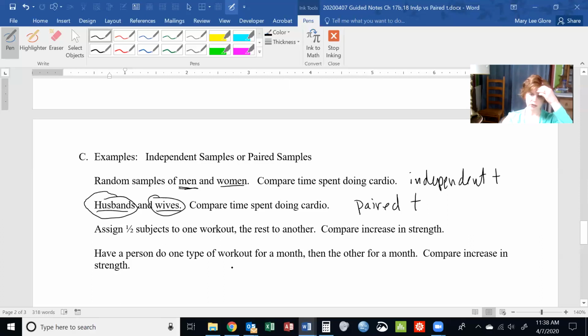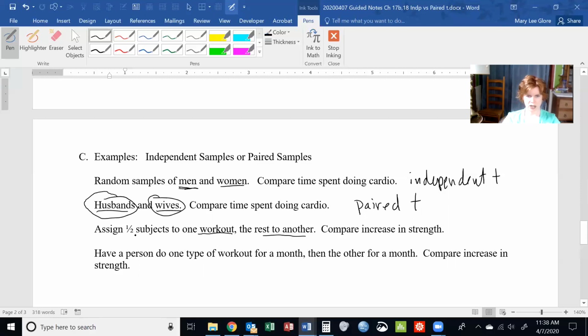All right, so here's another example. Let's say I assign half of a bunch of subjects, so I have all these people, half of them I say, you go do this workout. And the other half of the subjects, I say, go do another workout. And then I'm going to compare their increase in strength. I'm going to have them lift some bar, do some lifts. And I compare how much they did before to how much they do after.